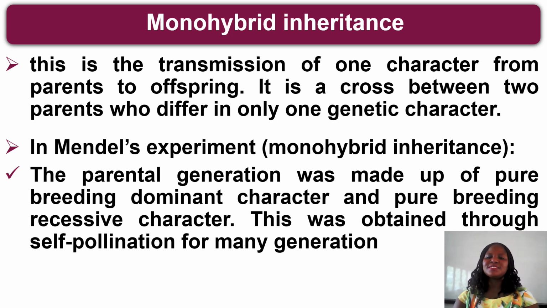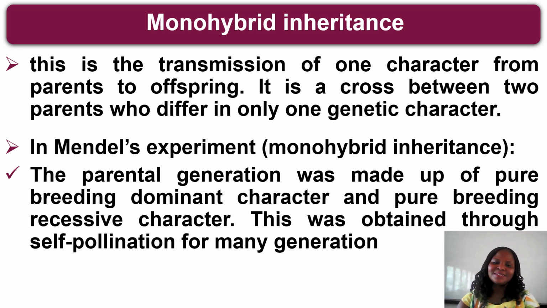So for example, let's take the height of plants. One plant may be tall and the other may be short. So in this case, we are just looking at their height. That is the monohybrid. Then let's talk about Mendel's experiment.